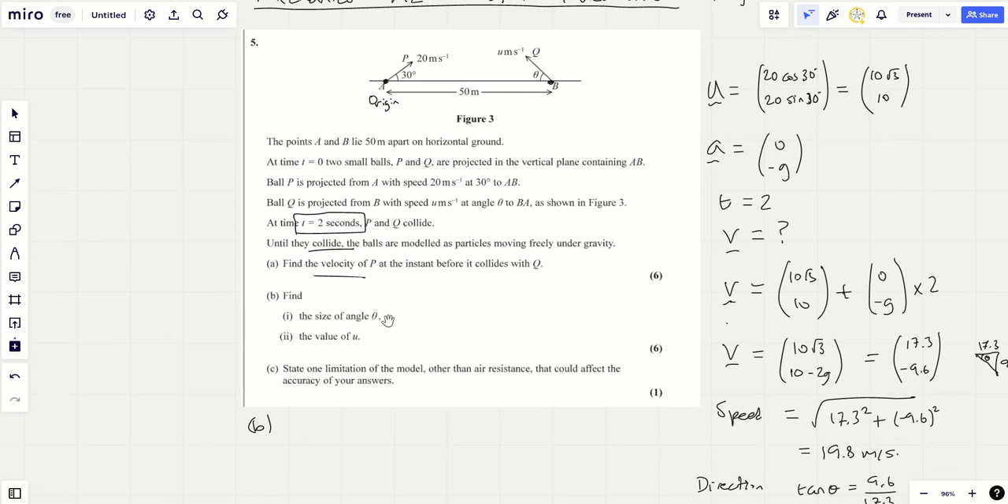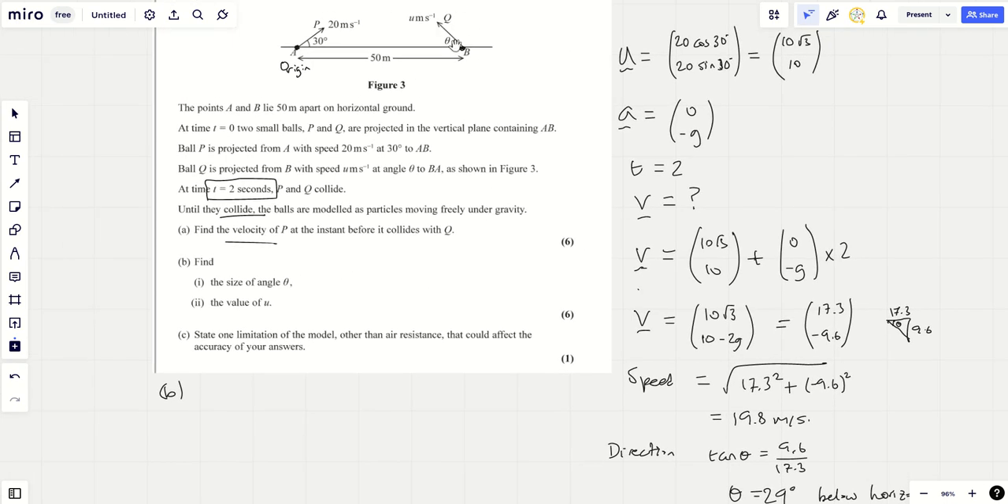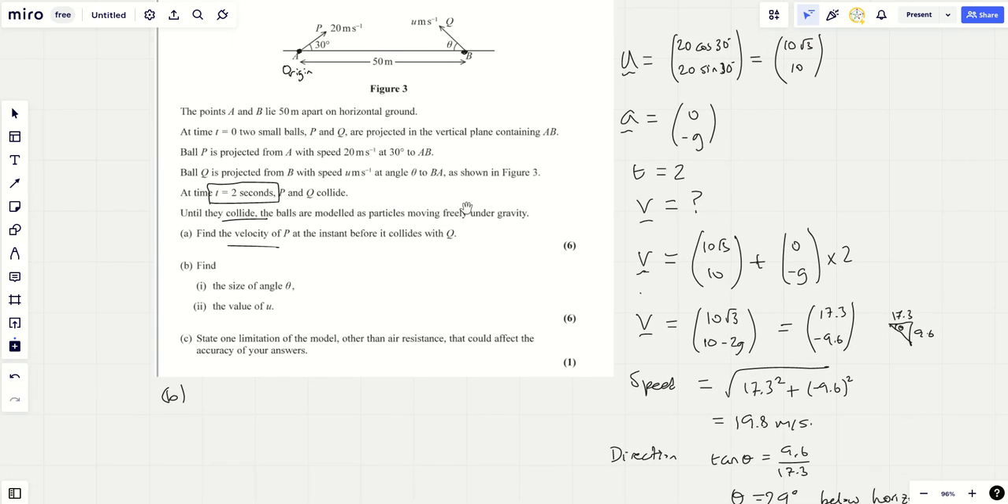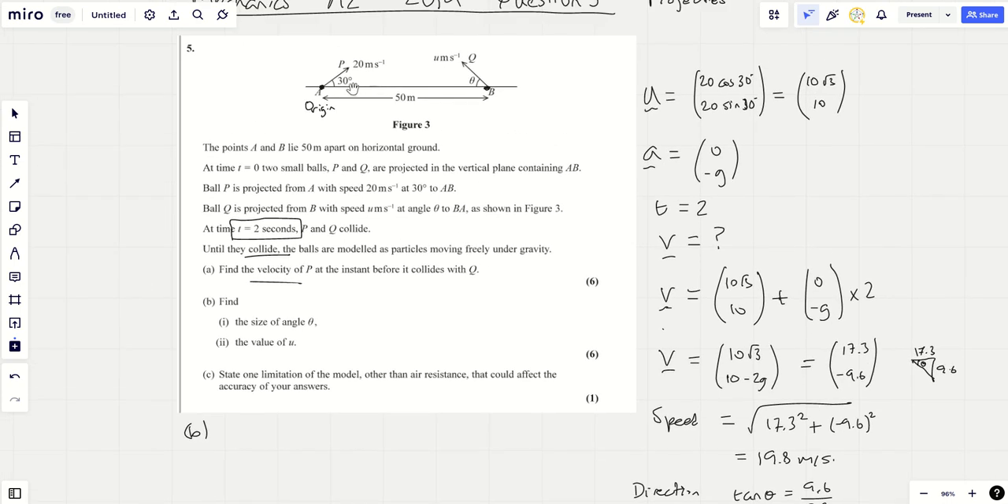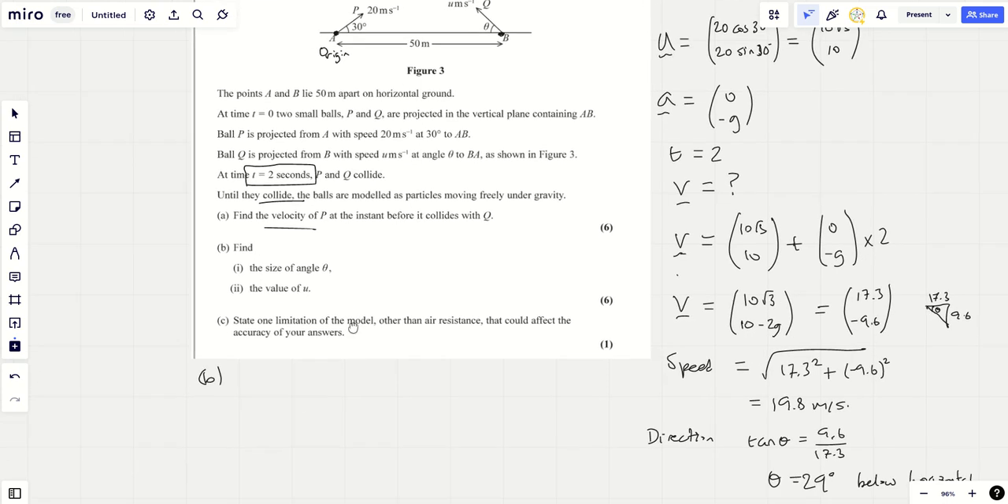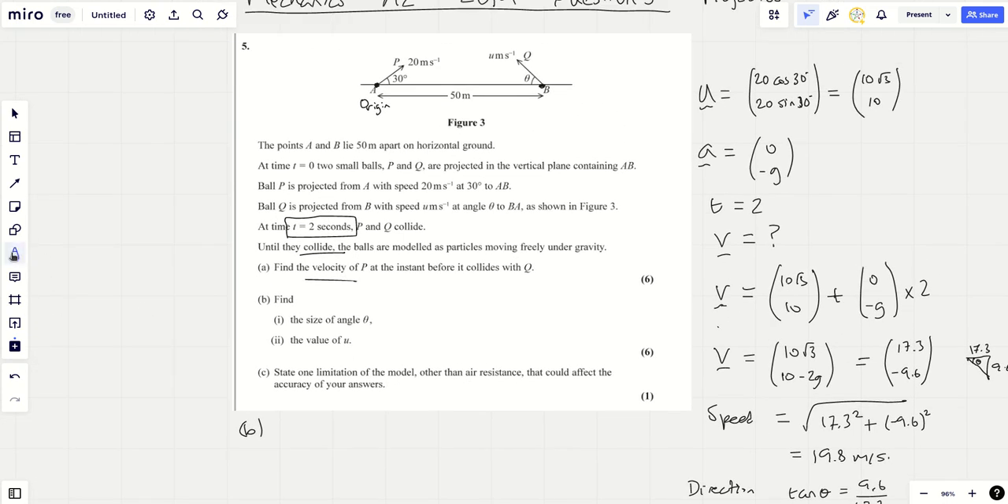Okay, B: find the size of angle theta and the size of angle U. Well, this tells me a lot about Q, because firstly, I could find out the position. There's lots of things I could do here. I could find the position of P after 2 seconds, using SUVAT again, and then take that away from 50 to find Q. So that's one way I could do this, probably the easiest way actually as well.